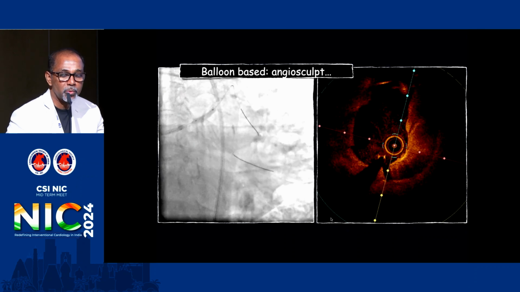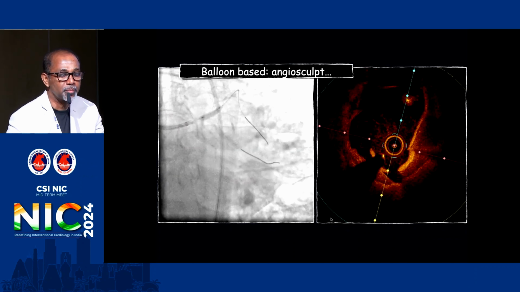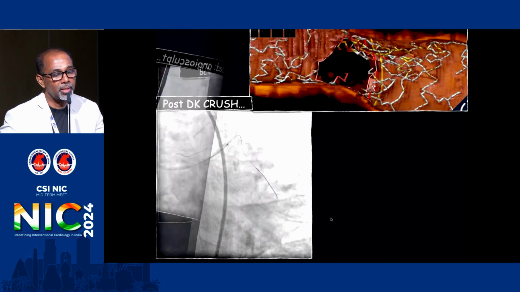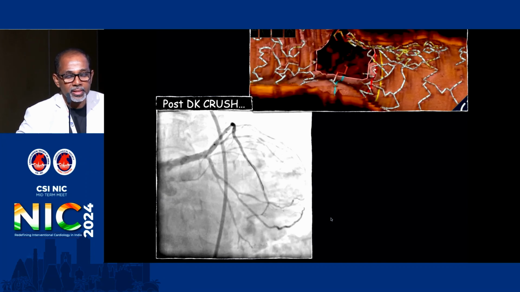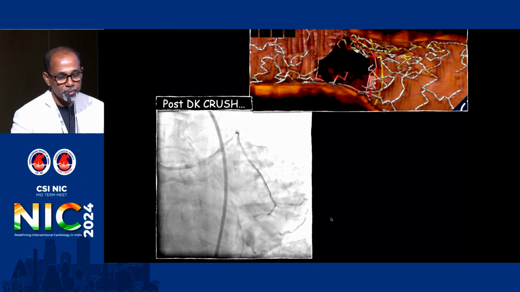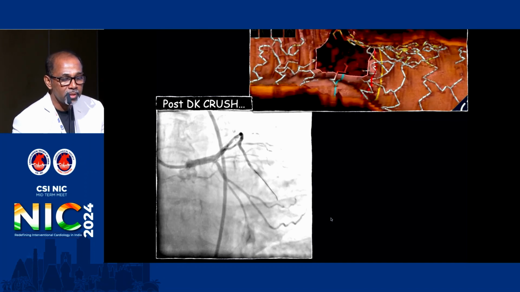That was the area at 5 o'clock position. You are seeing a significant crack which was made by the AngioSculpt balloon. Now we went ahead with the stenting strategy. DK crush was done, and that was the final result that we could achieve in this particular patient.